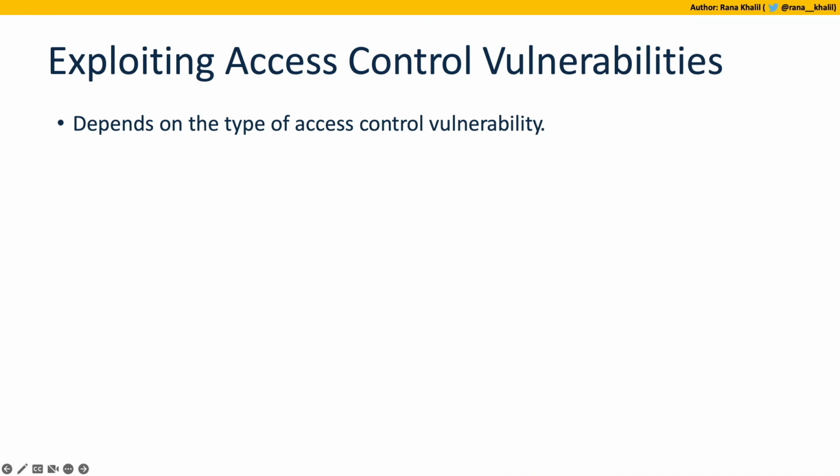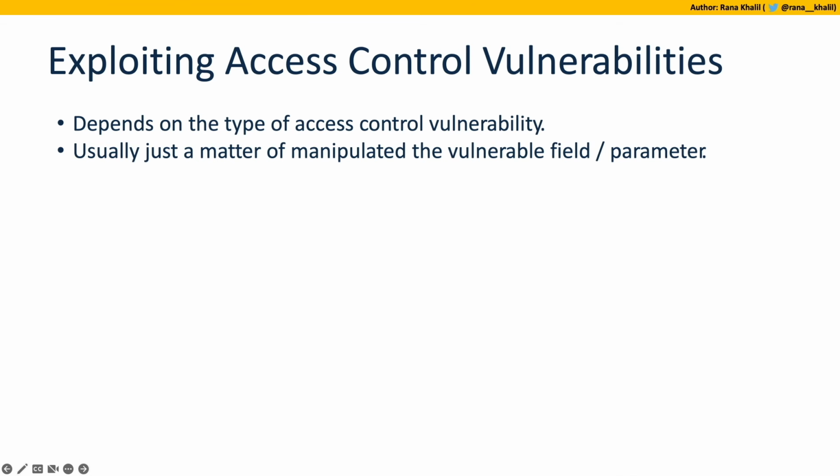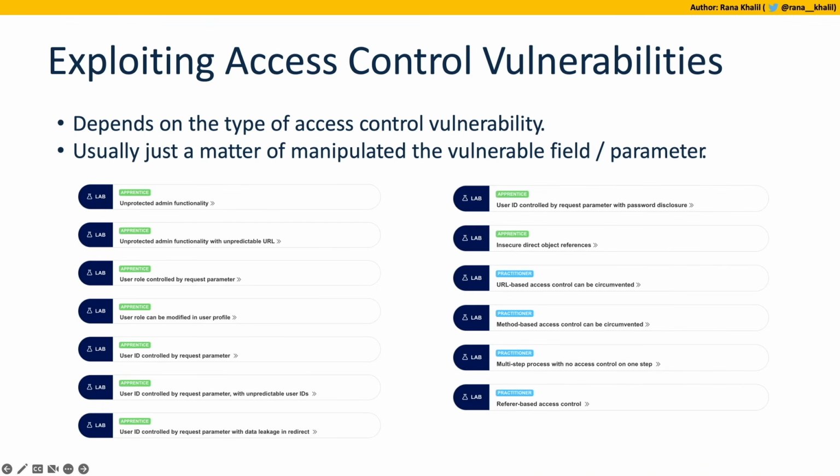However, it's usually just a matter of simply manipulating the vulnerable parameter or the vulnerable field. So if it's a cookie, you would manipulate the cookie. If it's a hidden parameter, you would manipulate the hidden parameter, and so on. So instead of me going through all the possible access control violations, which would be a bit unrealistic, what I'll do is I'll save that for the lab videos.